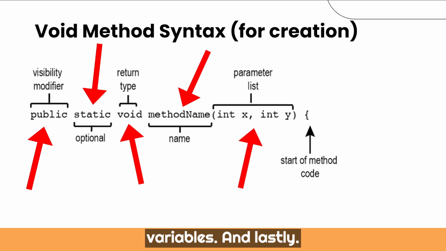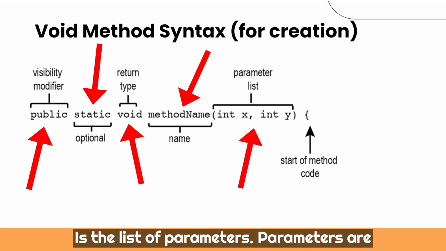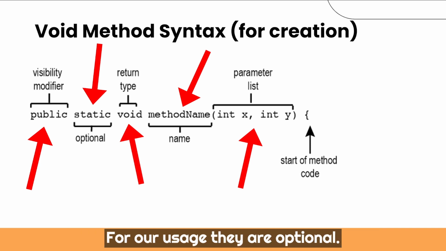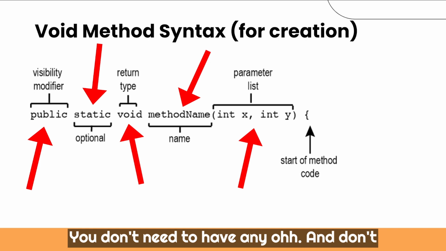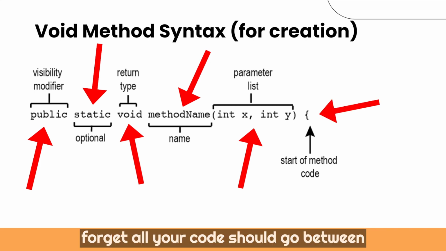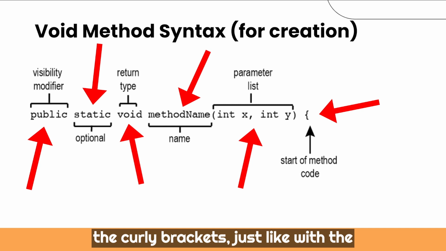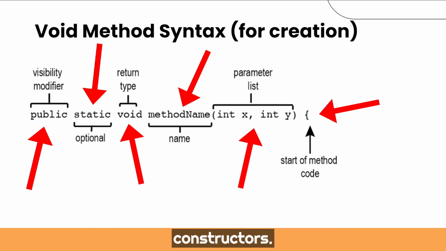And lastly is the list of parameters. Parameters are data that can be passed into the method for our usage. They are optional. You don't need to have any. Oh, and don't forget, all your code should go between the curly brackets, just like with the constructors.